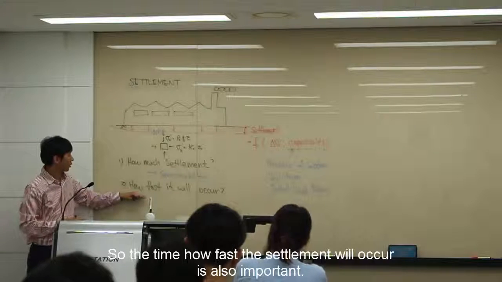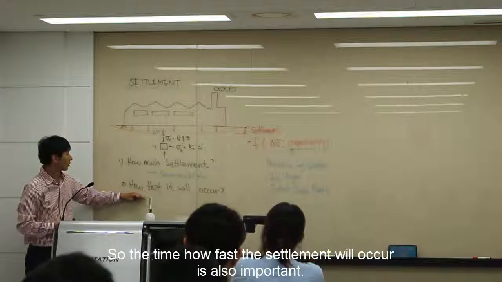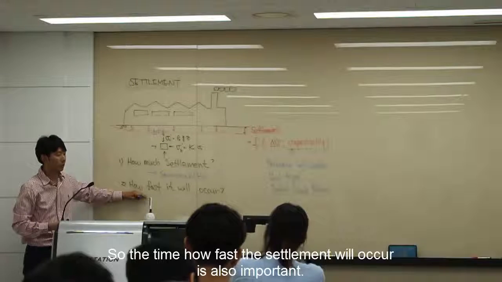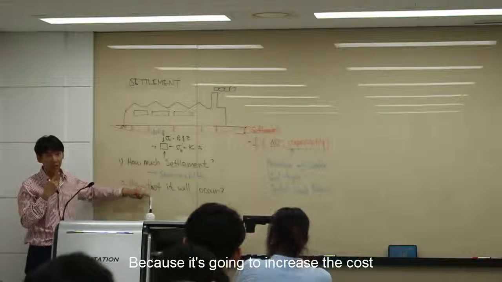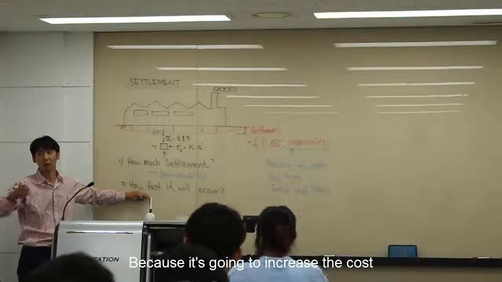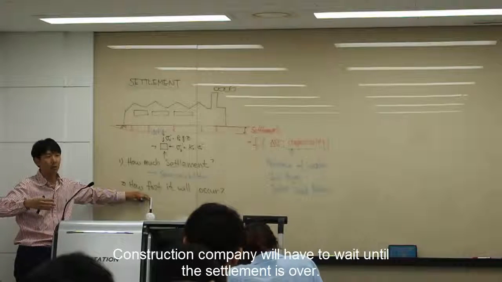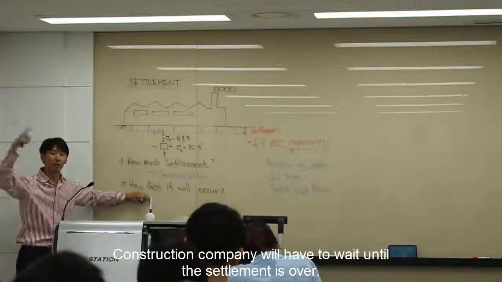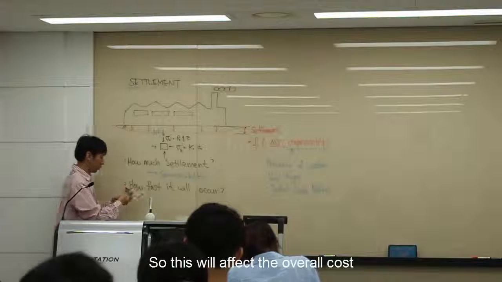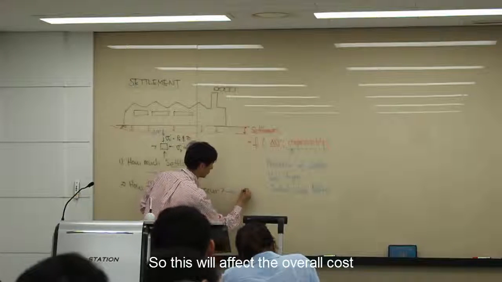So the timing, the question of how fast the settlement will occur, is also an important part, because it's going to increase the cost. The construction company will have to wait until the settlement is over, and then they're going to continue their project. So this will affect the overall cost.